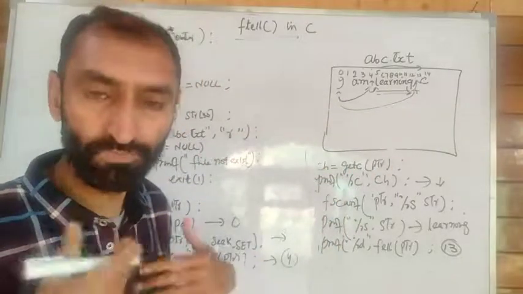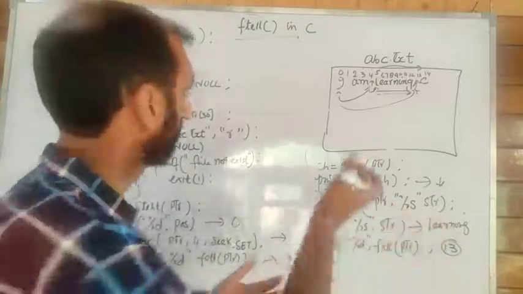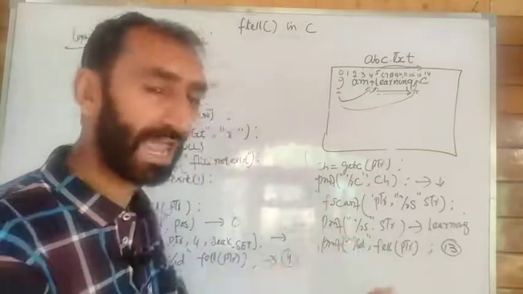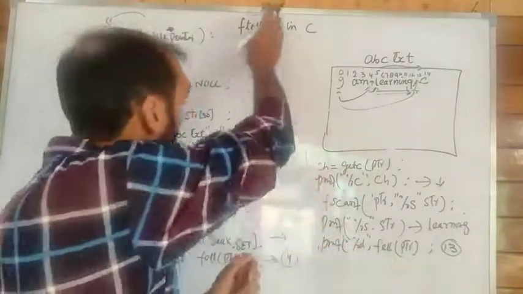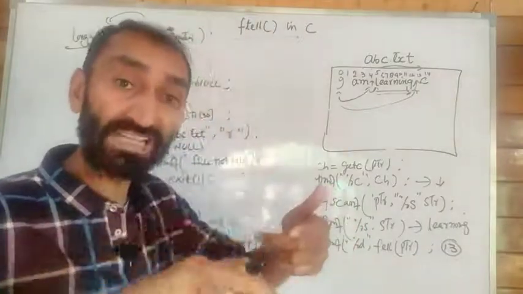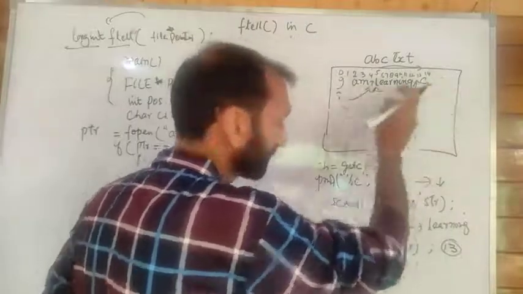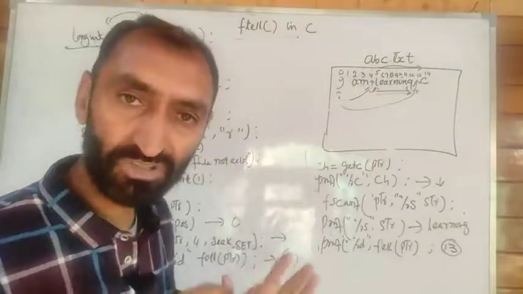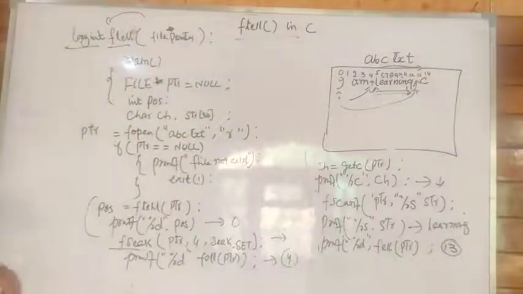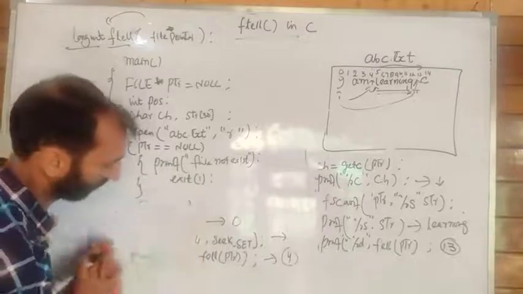If we want to know where the file pointer is located in the file, at that time we can know it by using this ftell function. And the second application of the ftell function is that it is also used for knowing the length of the file. If we want to know the length of this file, we can also use the ftell function. How? That we will also discuss. I hope you have understood this. Now I am going to wrap it up.